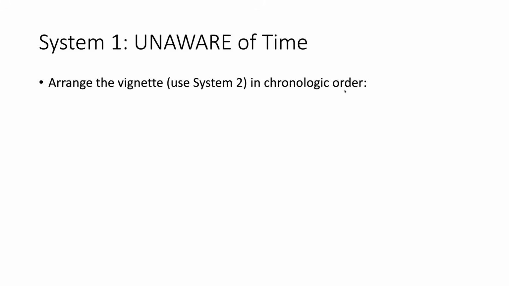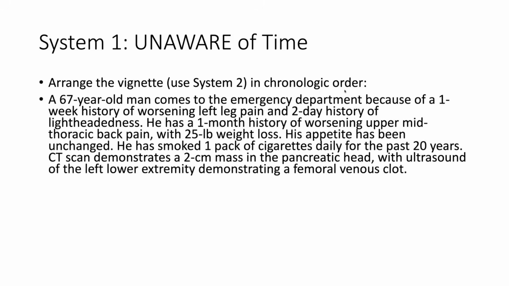Okay, so stop. Let me point something out to you guys. Your System 1 is unaware of time. Let me repeat this. In other words, your System 1 doesn't really know what happened first, what happened second, what happened third. It's just completely oblivious to time. If you're going to think about the actual chronology, you have to arrange the vignette in chronological order. I want you to actually arrange this in chronological order. What happened first and then what happened second, just in terms of the elements of the vignette. You don't have to tell me why it happened, but just in which sequence.